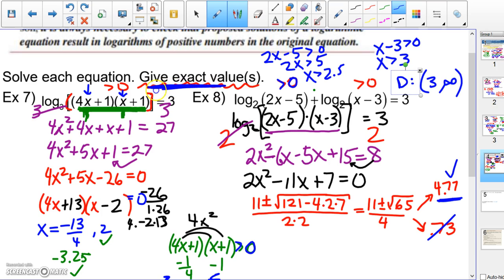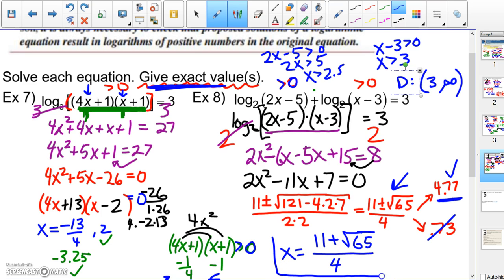Now don't forget, you have to give the exact answer. So let's just give this exact answer right here. The one that worked was when we added the square root of 65. And so the one and only solution that works is x equals 11 plus square root of 65 over 4. If we were allowed to approximate, we'd say 4.77.